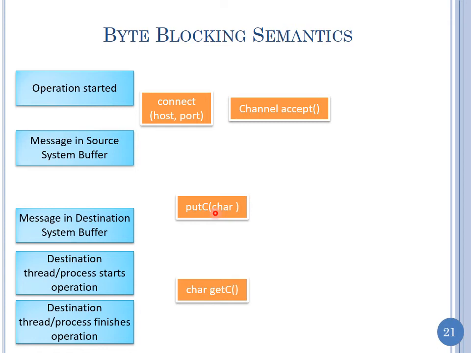And what can you do? We model this as a character communication. So a writer can put a character, and a reader can get a character. So these were the operations. These are the various times that we saw that can be used to determine when an operation invoker unblocks.